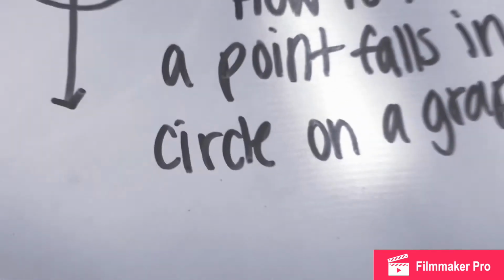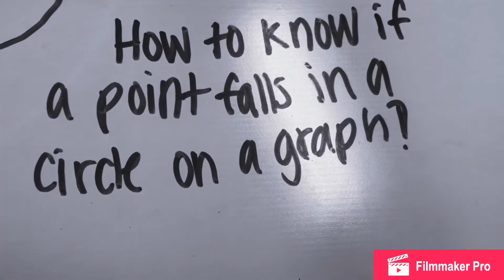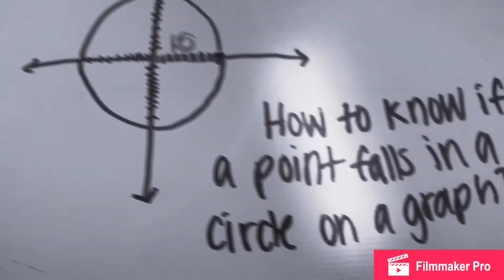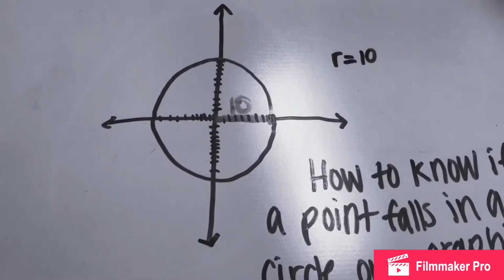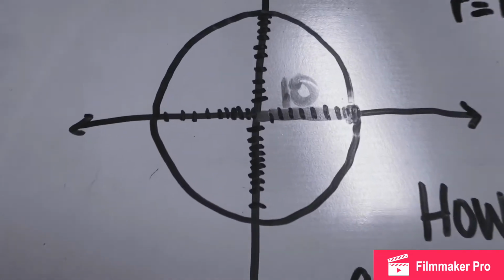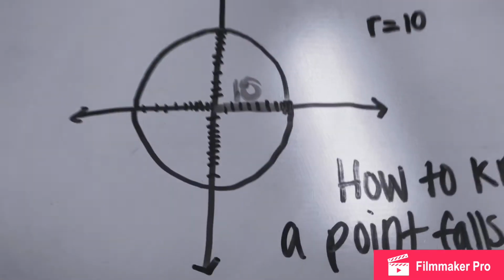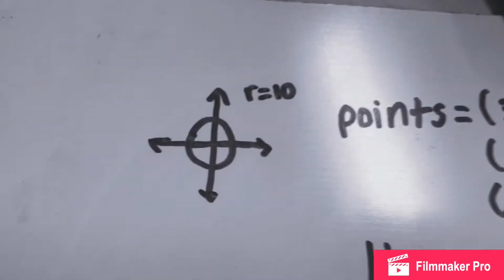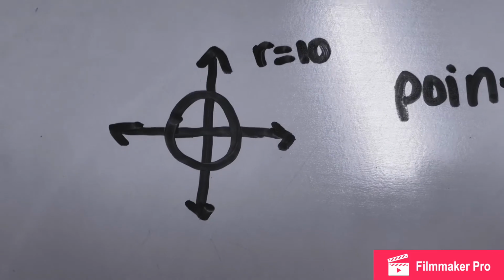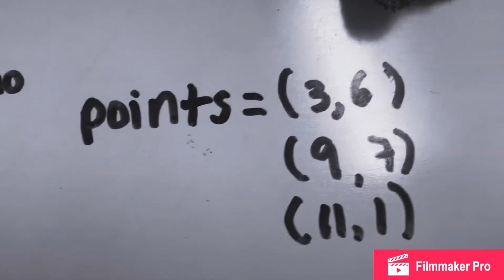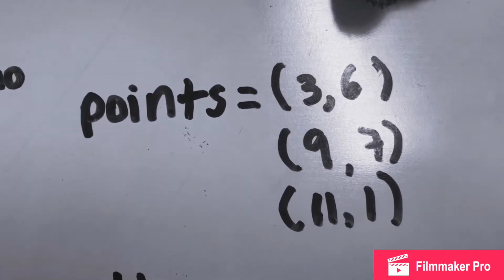How to know if a point falls in a circle on the graph? For this example, the midpoint will be at the center of the graph, and the radius of the circle will be 10 units. If you want to know if certain points, like these, fall into a circle on the graph, you can use your knowledge of right triangles.